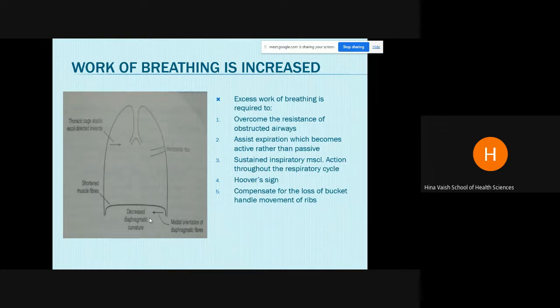Now, what is this Hoover's sign? Hoover's sign is one of the signs named after Charles Franklin. When we say it is a positive sign, what happens is that the lower rib cage moves inward during inspiration instead of outward. Normally, during inspiration, the lower rib cage should move out. But here it is not happening.